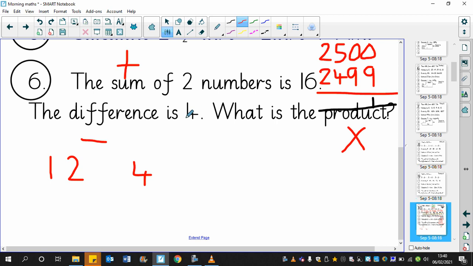So the difference is too much. So let's bring these numbers down a bit. Let's go for 11. And if that number comes down, this number goes up. So let's say 11 and 5. Right, let's try this again. 11 and 5 is 16. So that bit is okay.